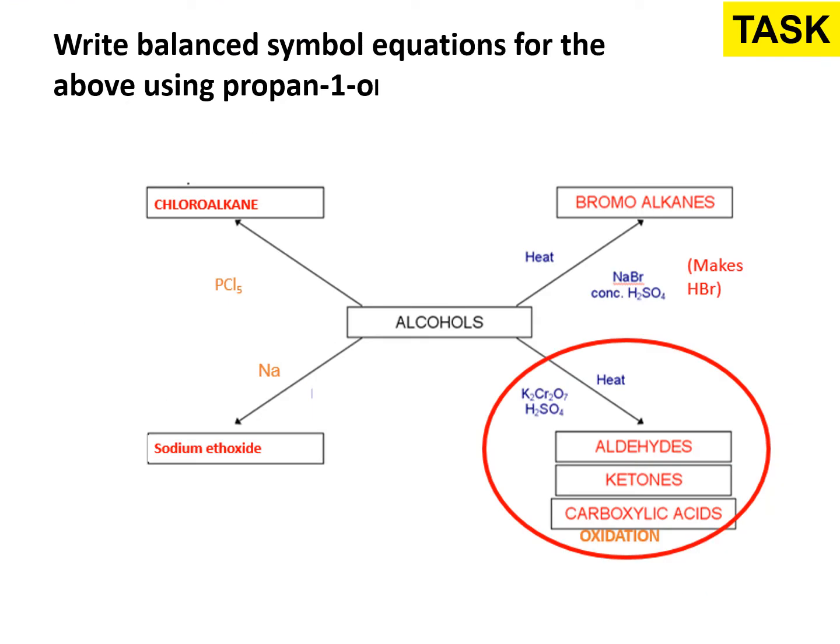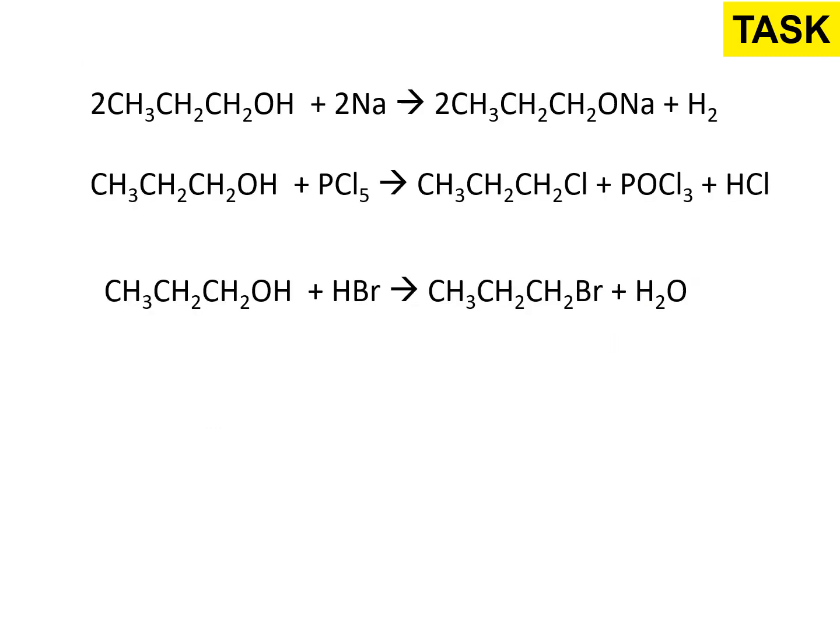If you have a look at the next slide, you can see some of the reactions we have carried out in this topic. If you want to pause the slide and see, can you write balanced symbol equations for the reactions using propan-1-ol as your alcohol. When we react propan-1-ol with sodium, we get sodium propoxide and hydrogen. When we use phosphorus pentachloride, we are replacing the OH with the Cl, so we make chloropropane, phosphorus oxychloride and hydrogen chloride.